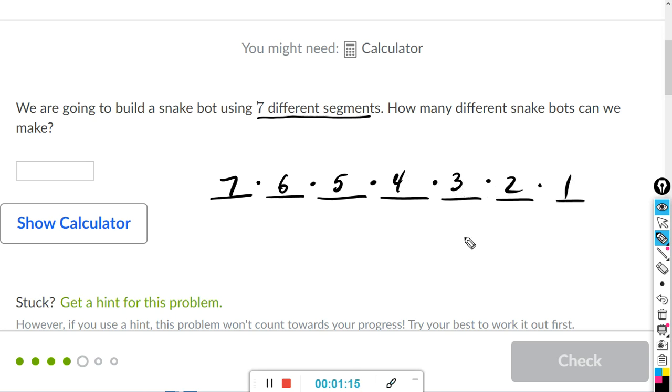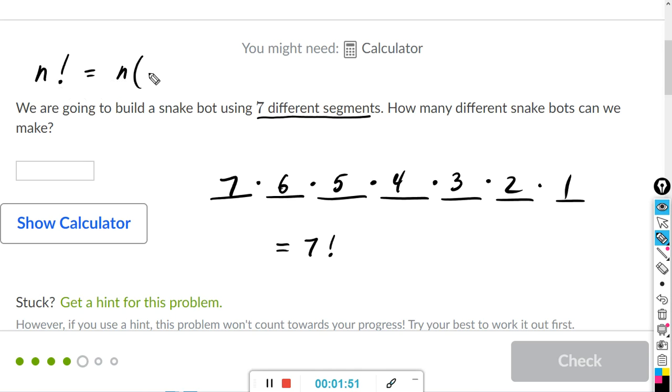Now you can multiply all that out, but there is a function that does that, and that is the factorial function. So it's just 7 factorial. We're going to do that on the calculator. But what the factorial function does, let's say you have a number n followed by a factorial. That means you start with that number and you multiply and decrease it by 1 each time.